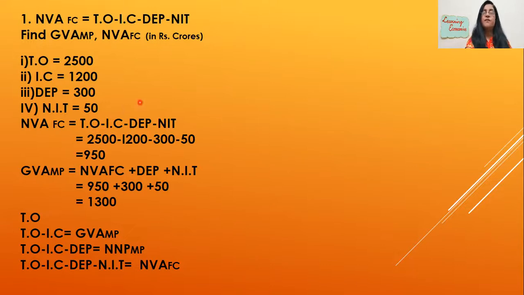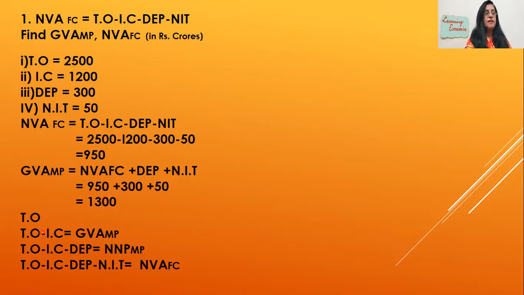Or we can go otherwise also from bottom to top, like we can add NVAFC. When we add NVAFC plus depreciation, we'll get GVAFC because net will be changed into gross. And when we add net indirect taxes, we'll get GVAMP. So GVA, net changes to gross by depreciation, and FC changes into MP by adding net indirect taxes. And we have done this and we have got the answer 1300.